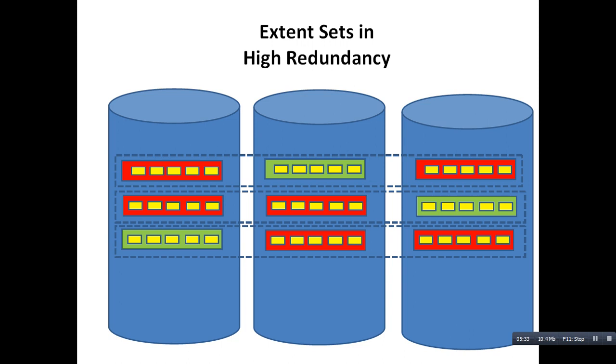In a high redundancy disk group, where we have three failure groups, the extent set is a set of three physical extents. In the current slide, the green rectangle box is a set of allocation units, and it has copies of this extent in the next two disks, identified in red color. These three physical extents together are called an extent set or a virtual extent.